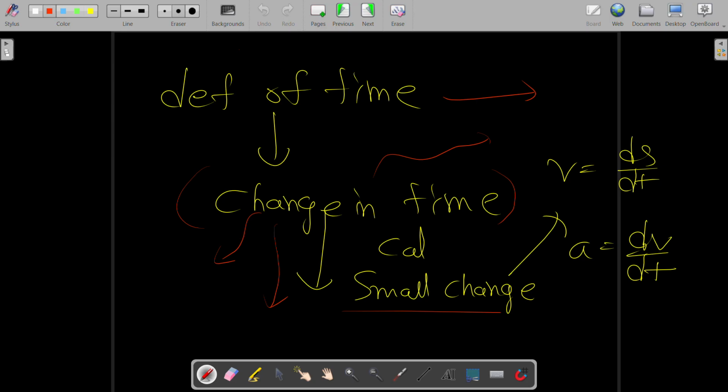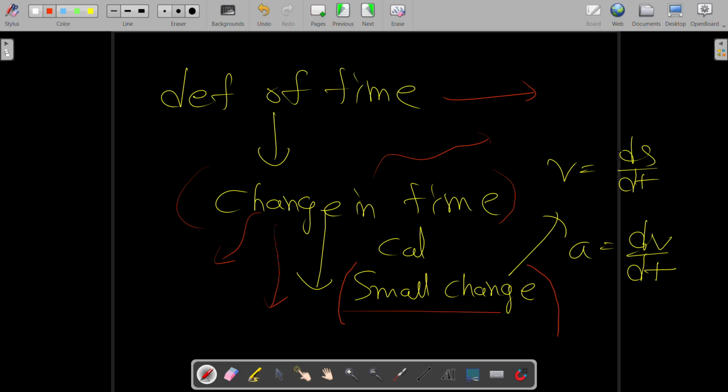So for doing calculus we take what? Small change, and in class 11 problems we basically take small change in time. So it's from the words small change that we will slowly enter the concept of derivatives.